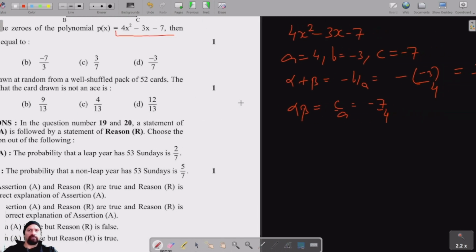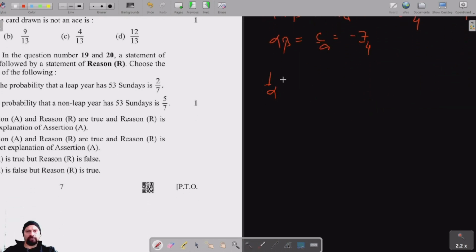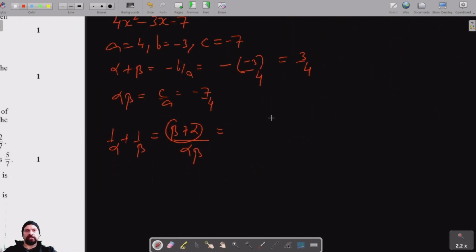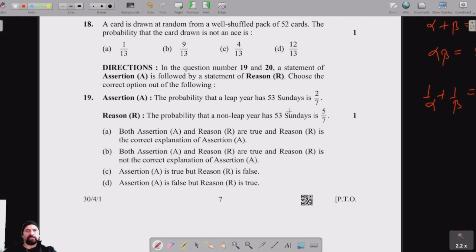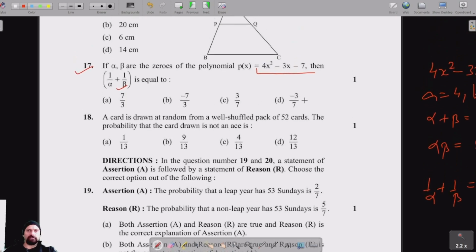Now we have to find 1 upon alpha plus 1 upon beta. So 1 upon alpha plus 1 upon beta is equal to, alpha beta is the LCM, which gives me beta plus alpha over alpha beta. Now let's put the respective values. Alpha plus beta is 3 by 4, and alpha beta is negative 7 by 4. So this is now minus 3 by 7. So minus 3 by 7 means option D is the correct answer for question number 17.